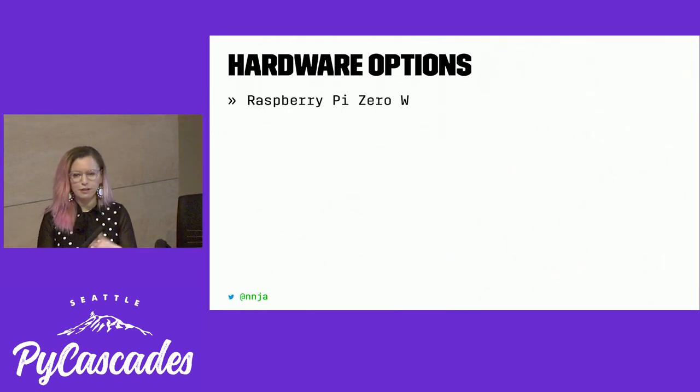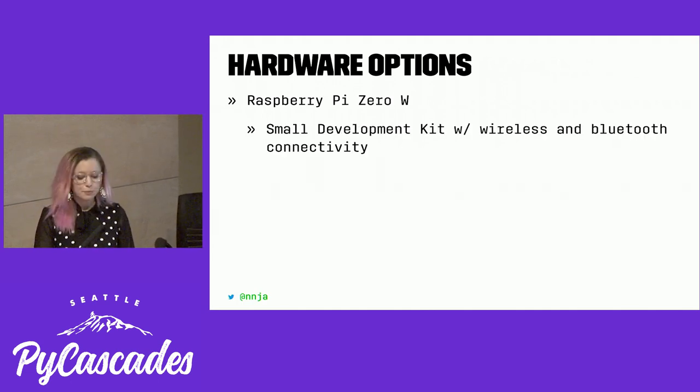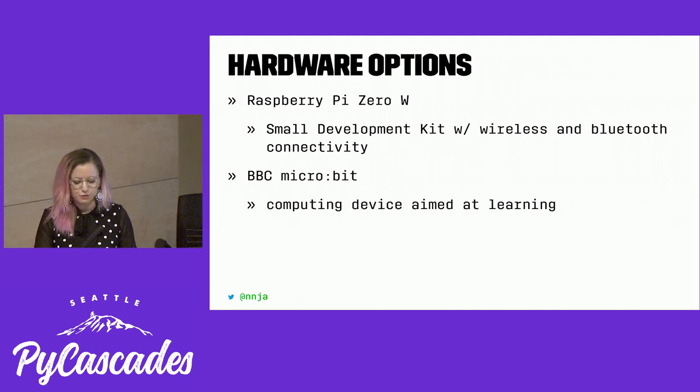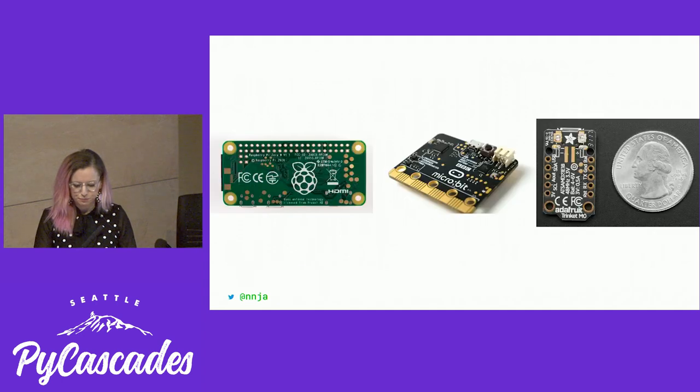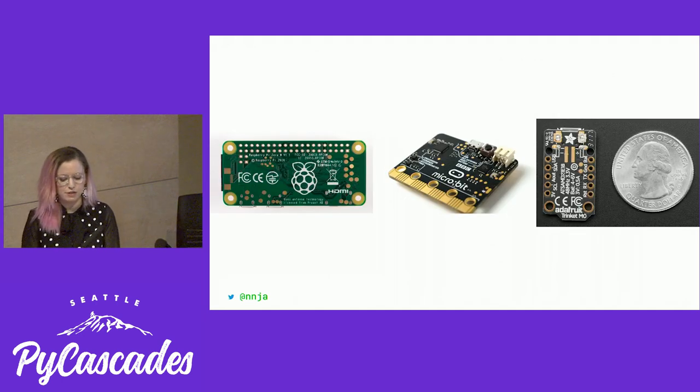So your hardware options. There are quite a few. I'm only going to cover three briefly. The Raspberry Pi 0W, it's a small development kit, has wireless and Bluetooth connectivity. And let me breeze through these, and I'll show you a picture instead. So here we go. On the left, that's the Raspberry Pi 0W. It's got wireless connectivity, Bluetooth.